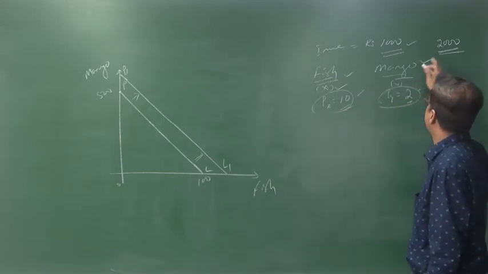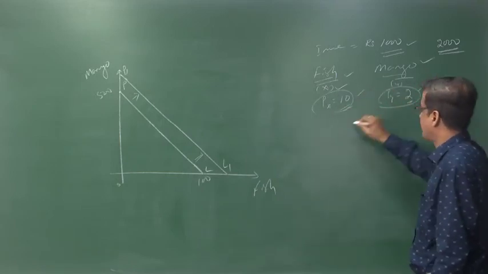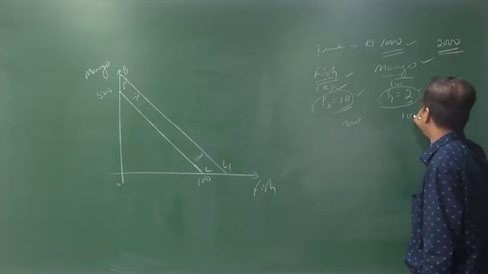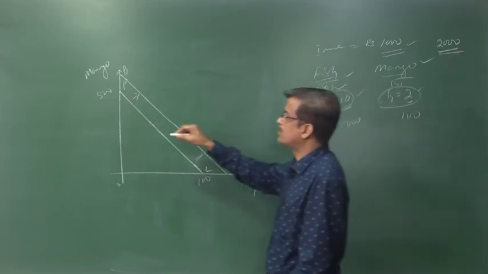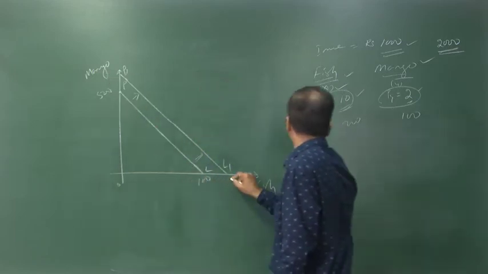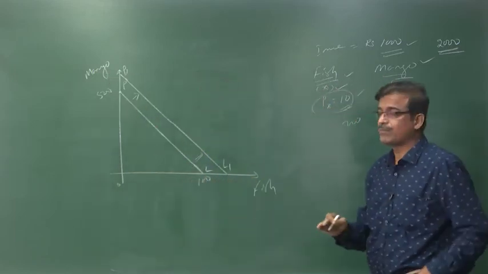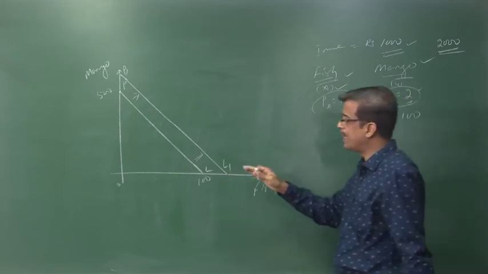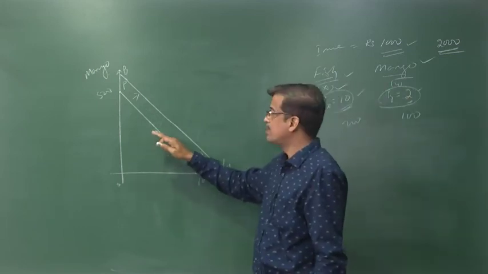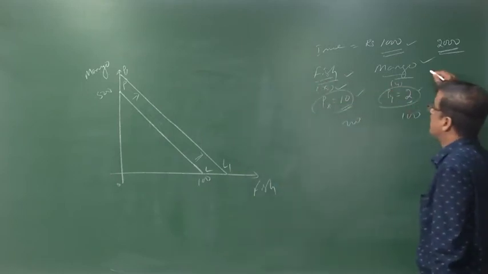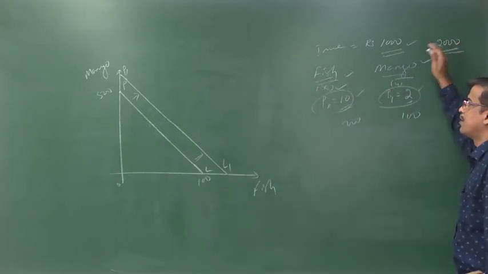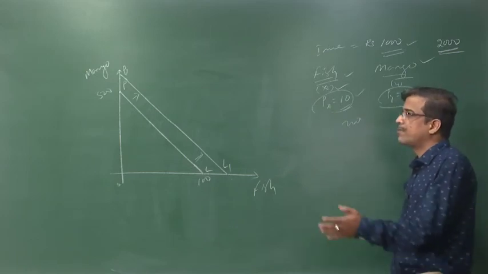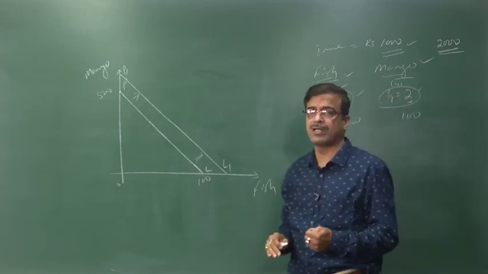That means if you divide 2000 by this, we find it is 200. Similarly, this divided by this is, let us say, 1000. That means the points turn out to be 1000 and 200. When we join them, we find a new price line which is above the old price line. That reflects that when the income of the consumer increases, provided the price of fish and price of mango remain constant, the price line shifts upward parallelly.